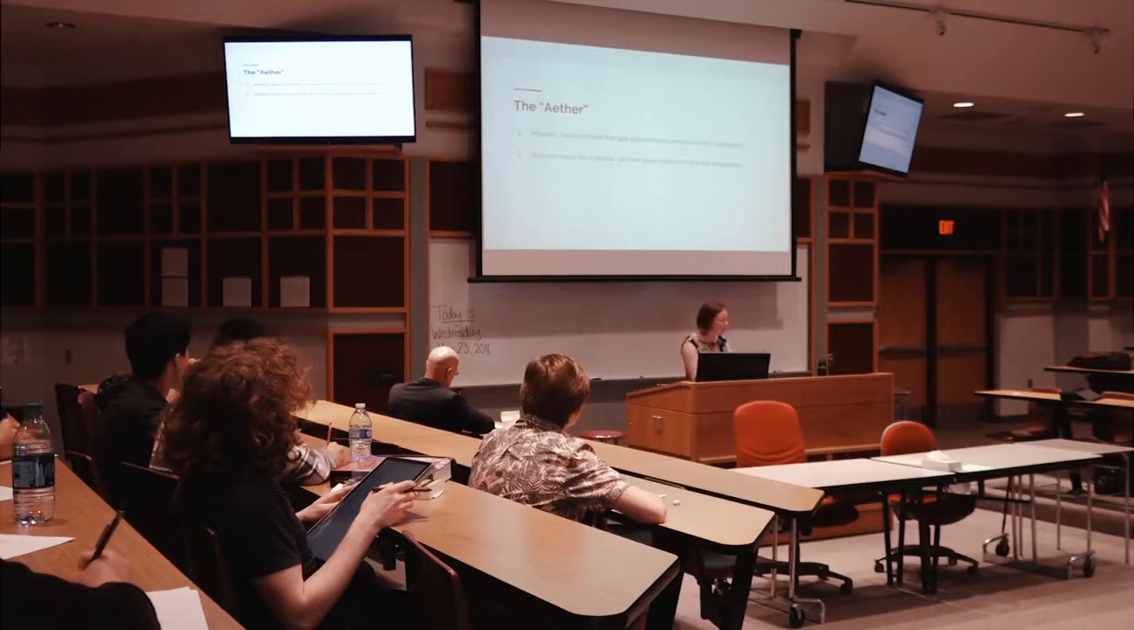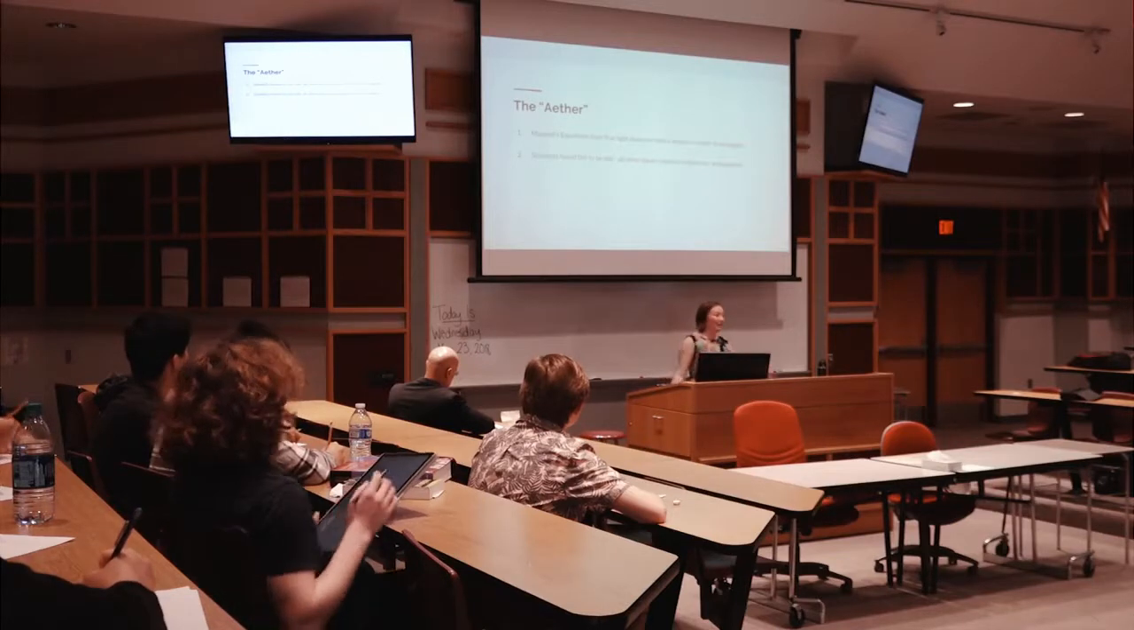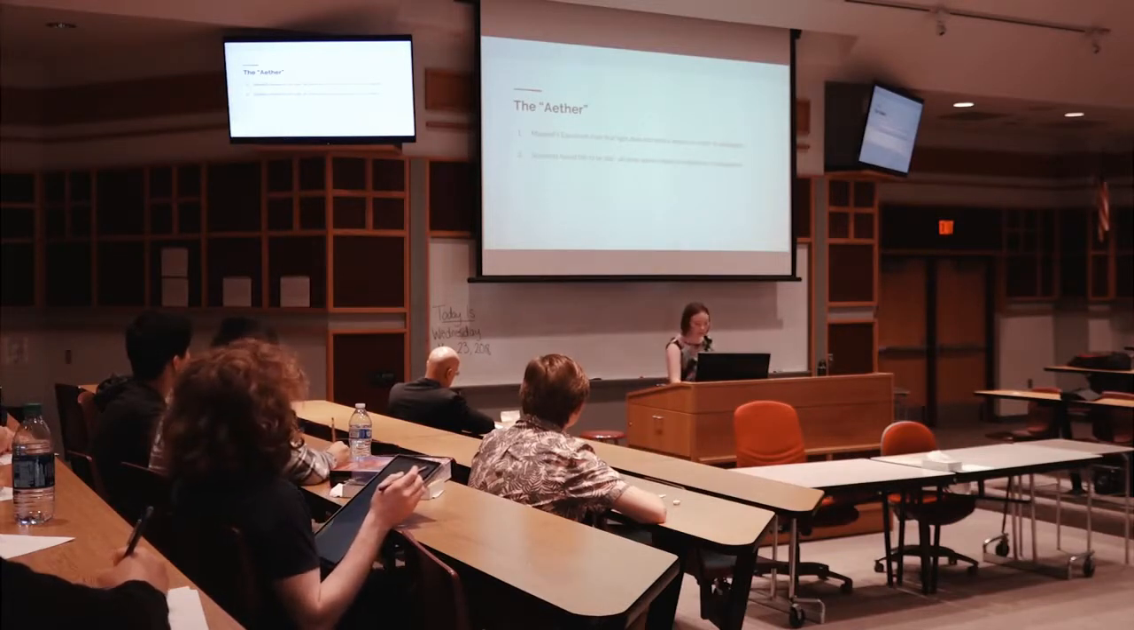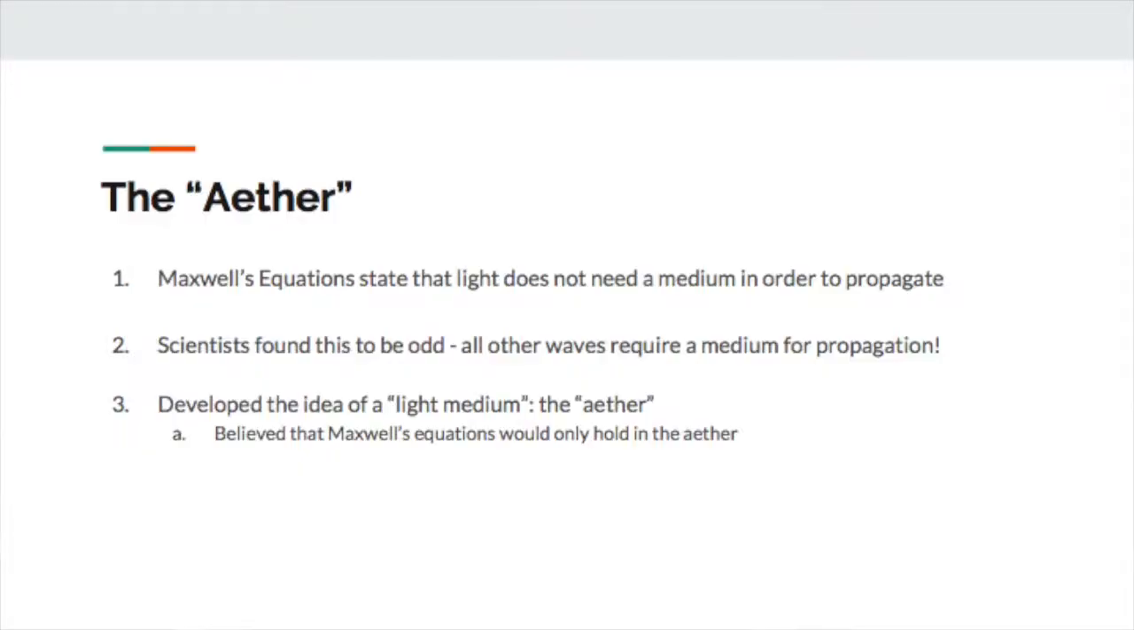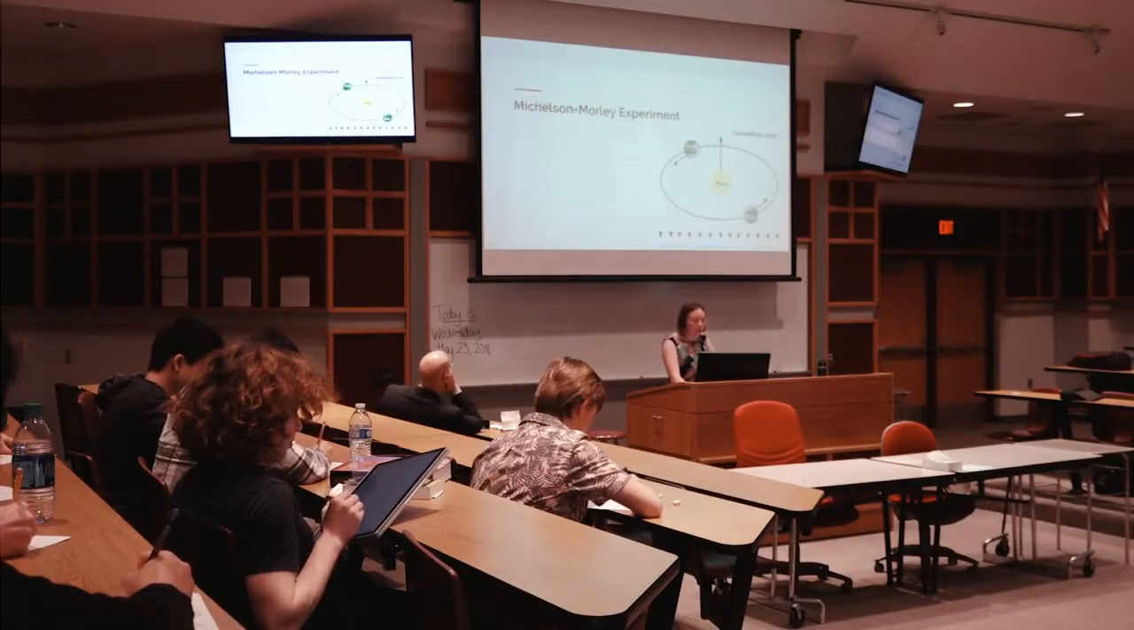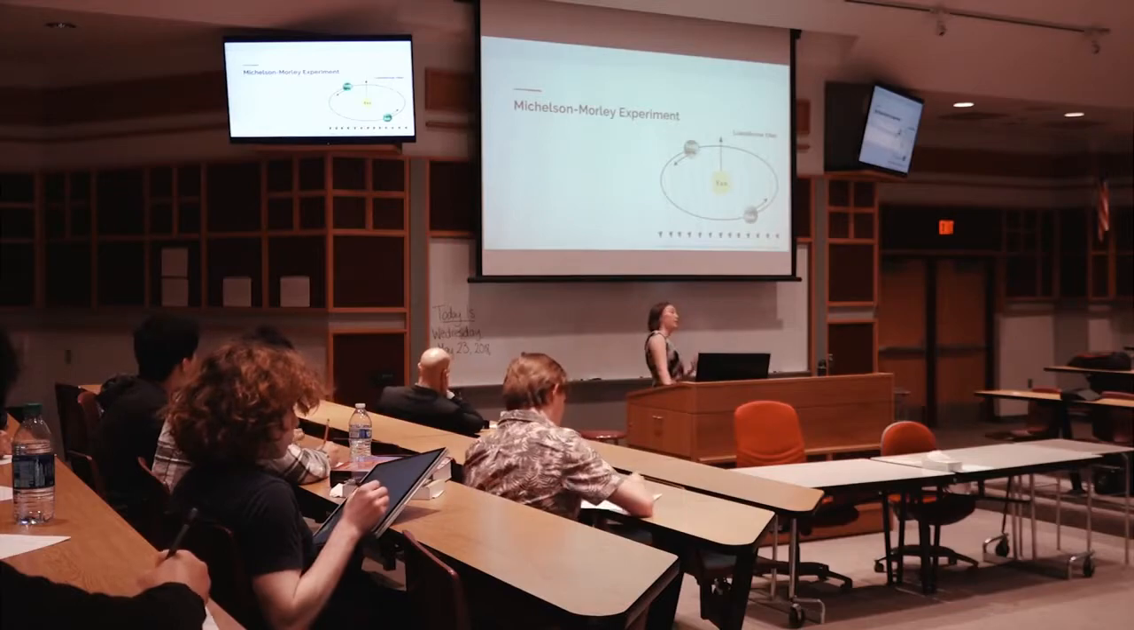So instead of accepting the fact that light does not need a medium to propagate, physicists made up a medium called a light medium, which was named the ether. So they believed that Maxwell's equations would only hold in the ether and that we were in the presence of the ether, and so that's why Maxwell's equations ended up working in our situation. The problem with this is that there was no experimental evidence for the ether whatsoever. People just made it up for their own comfort. And so for a long time, there was a lot of debate on whether or not the ether actually existed.